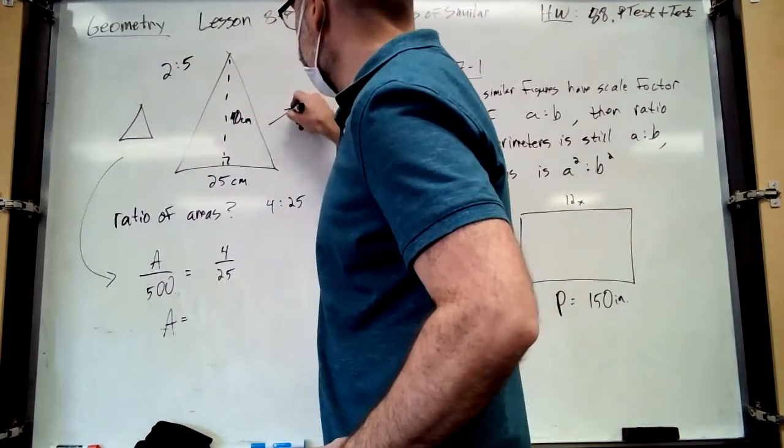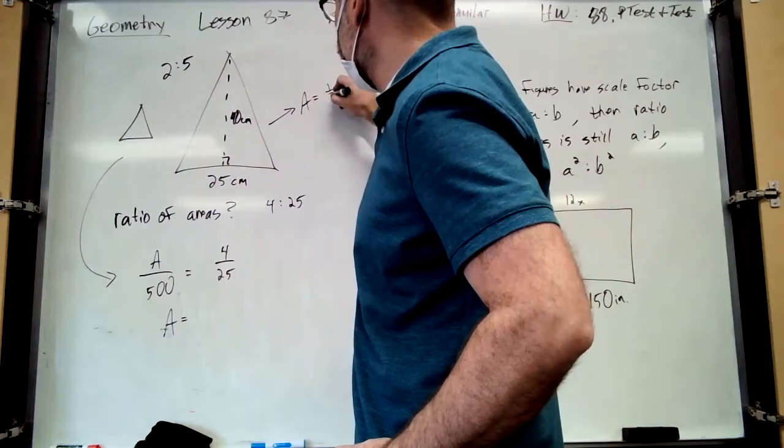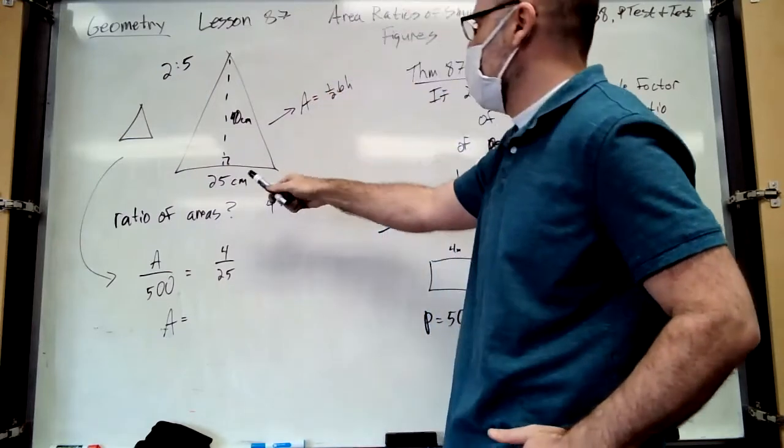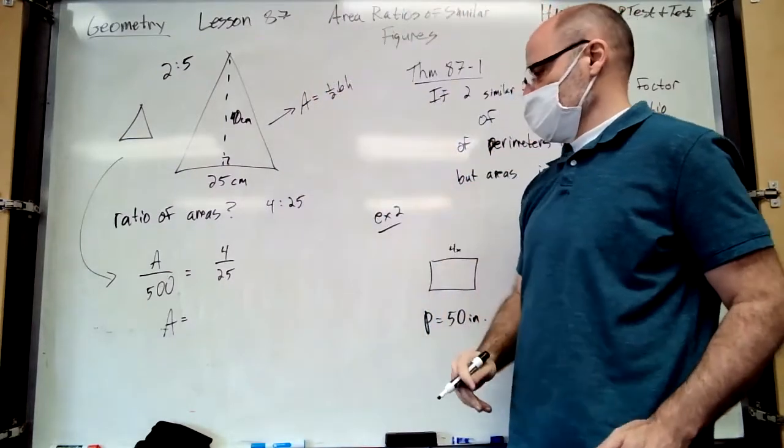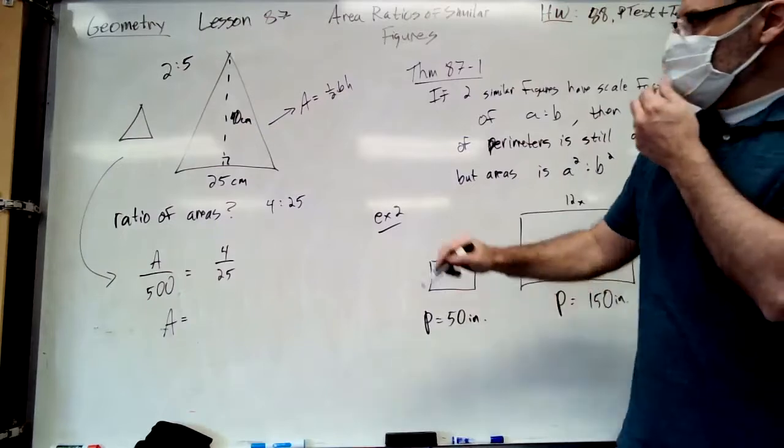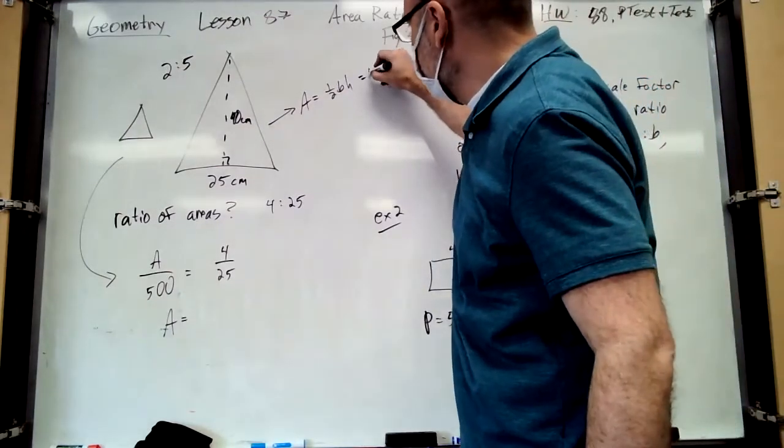Remember this area, if you couldn't figure out one half base times height, which is what Tori already did. 20 times 4 is 80. So 80 over 500. 80, that's right, good.